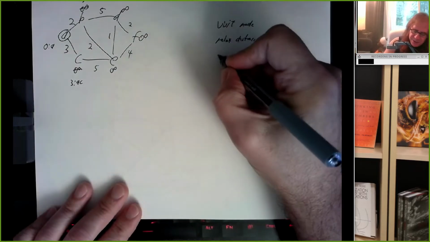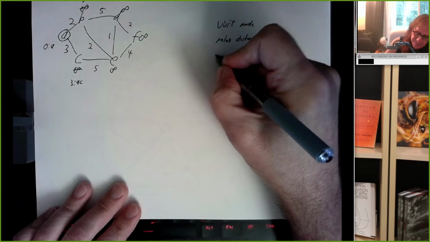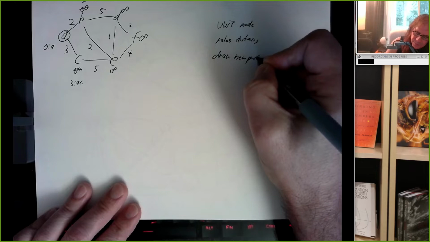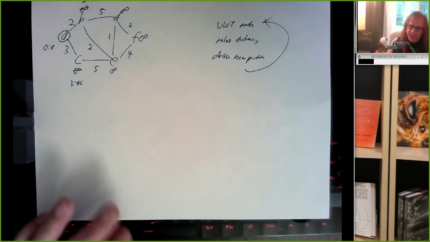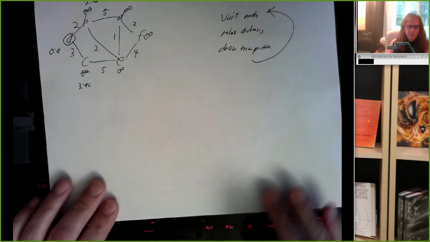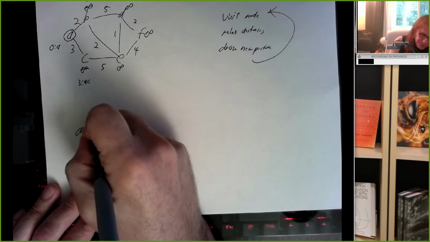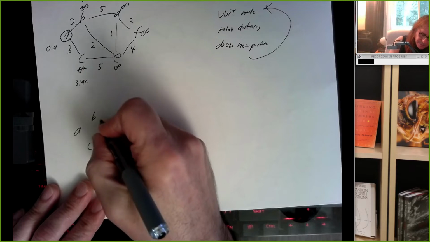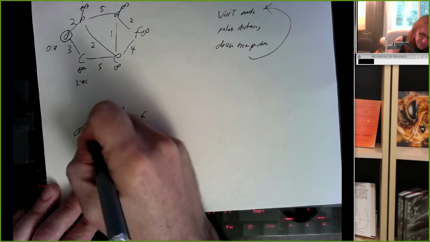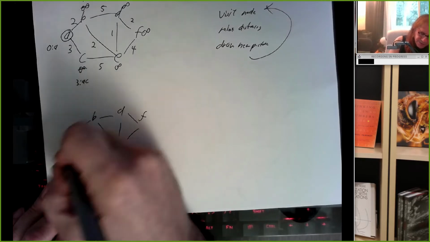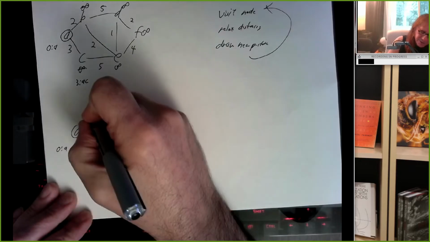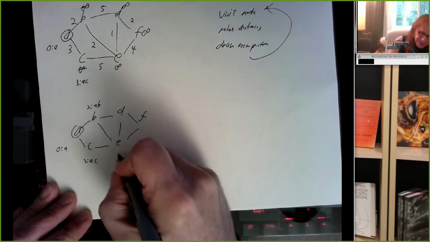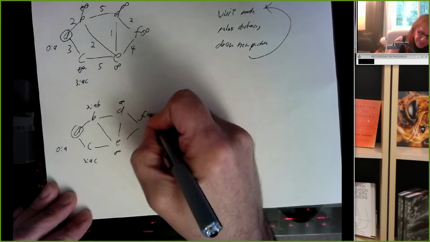So let's just add a third step. Draw a new picture, and then go back up here. So let me redraw my picture. A is visited, distance is 0, A. This is 2, AB. This is 3, AC. These are infinity.